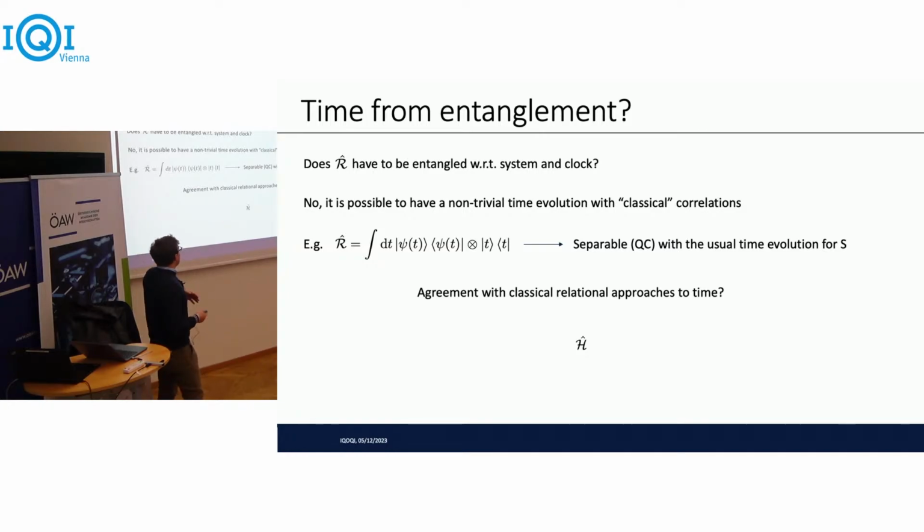Here I put forward a question about the agreement with classical relational approaches to time, because in some sense here we see that we're encoding the time evolution in the classical correlations with the clock. We're only accessing, let's say, one observable of the clock, so one quantum degree of freedom. So we're not going into the energy eigenstates. And so is this the way of unifying Page-Wootters with some classical relational approaches to time? My understanding of classical non-relativistic approaches to time is that you need to work with, how do you say, density of states in phase space. And my question here is, is this the way of connecting Page-Wootters to these classical approaches to time? This is an open question. I don't have much more to say about this.